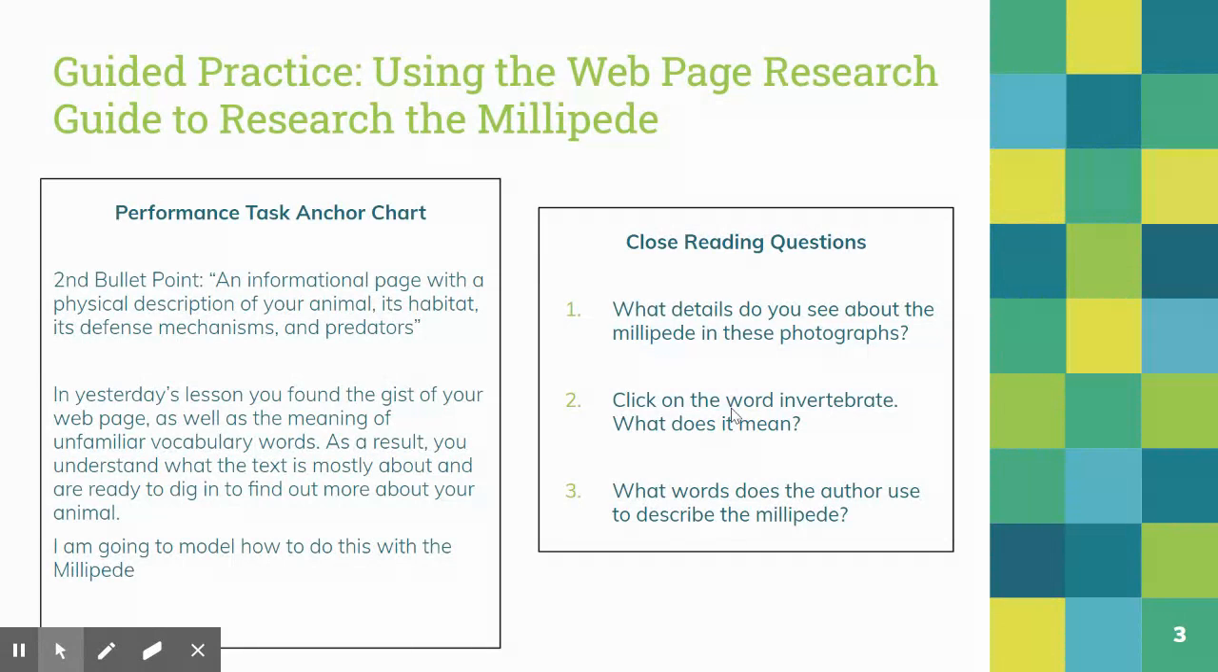Now, the difference in the millipede close read is it's very short, so it only asks a couple quick questions. What details do you see in the passage or on the website? What does the word invertebrate mean? What does the author use to describe the millipede? So we're going to answer those questions in class.